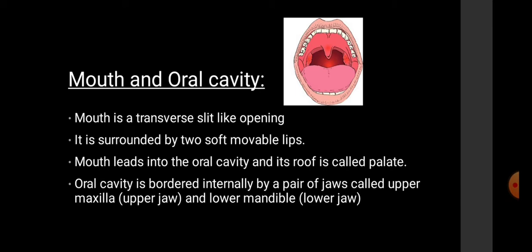If you feel your palate with the help of your tongue, you can understand that the frontal portion of the palate is hard, whereas the hind portion of the palate is soft. So the roof of the buccal cavity is called the palate. The oral cavity is bordered by a pair of jaws, the upper and the lower jaw.